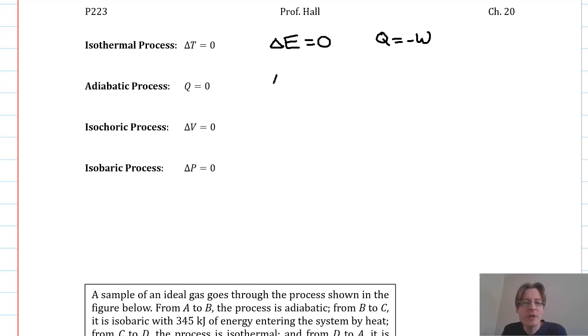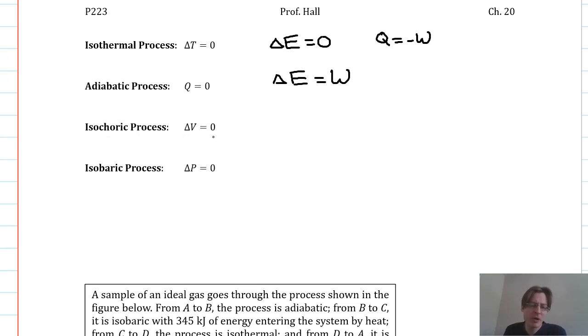Adiabatic expansion means Q is equal to 0. That means the change in energy is just equal to W. Now, when it expands, W is negative, minus 100 joules. That means the gas loses 100 joules as it expands outwards. Losing energy, the change in energy being minus 100 joules, means the gas gets that much colder when it expands outwards.